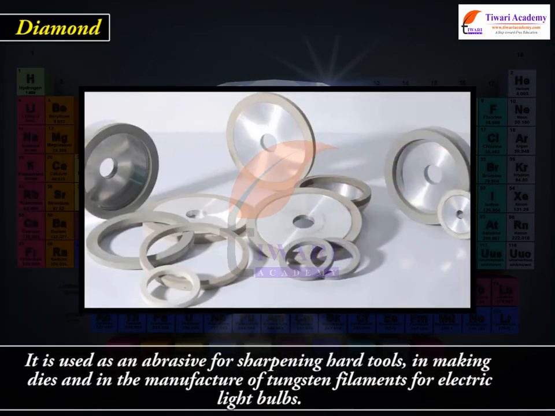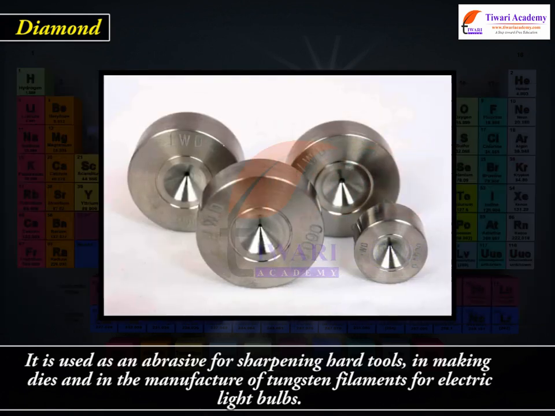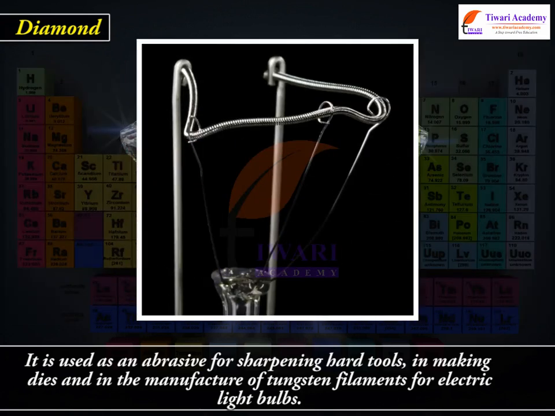It is used as an abrasive for sharpening hard tools, in making dyes, and in the manufacture of tungsten filaments for electric light bulbs.